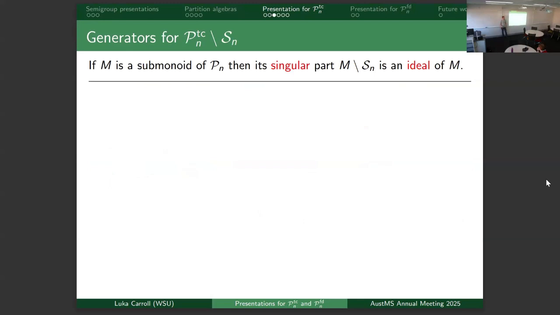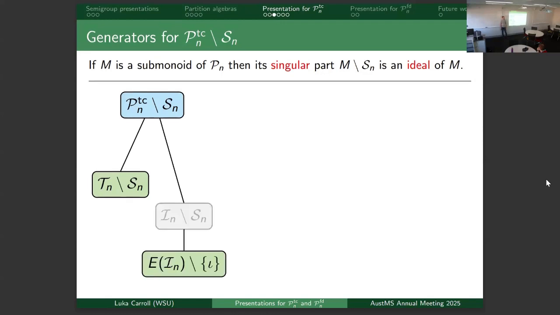When we were proving the presentation for the full monoid, as part of the process, we first found a presentation for the singular part. In general, since the units in Pn are all in the symmetric group, the singular part of any monoid will be the complement of the symmetric group in that monoid.